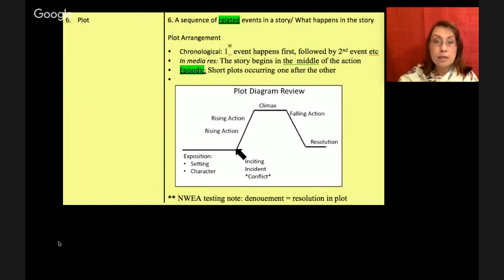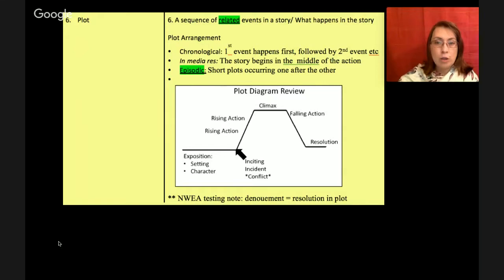The next one is a more creative type, and you might have read a couple of books like this. It's called in media res. And this is where the story begins in the middle of the action. It makes you feel like you got dropped into the middle of the story and you're not sure what's going on for a while. And then usually they'll do a flashback, which means they go back in time and kind of explain some information.